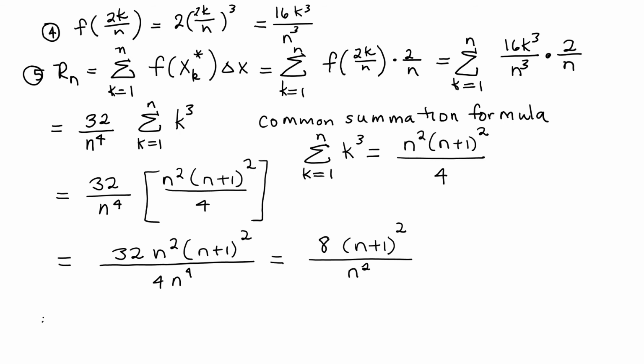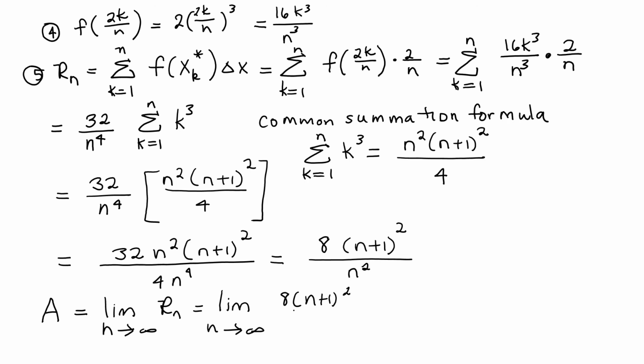Now we'll go back to the very beginning. The area is equal to the limit as n approaches infinity of R sub n, which would be the limit as n approaches infinity of 8 times n plus 1 quantity squared divided by n squared, and this is 8 units squared.